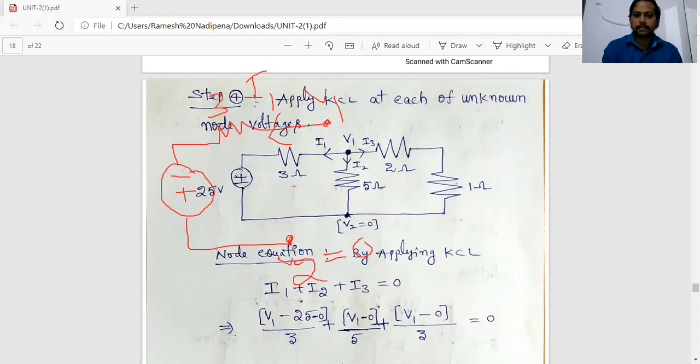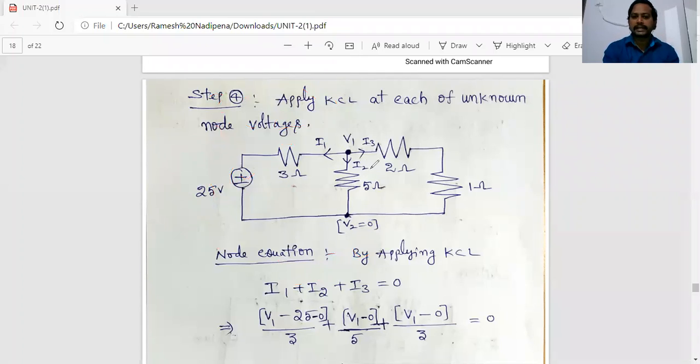But in the given network, plus minus is there. That's why it is V1 minus 25 by 3. Simple. Okay, so let us consider the next branch.